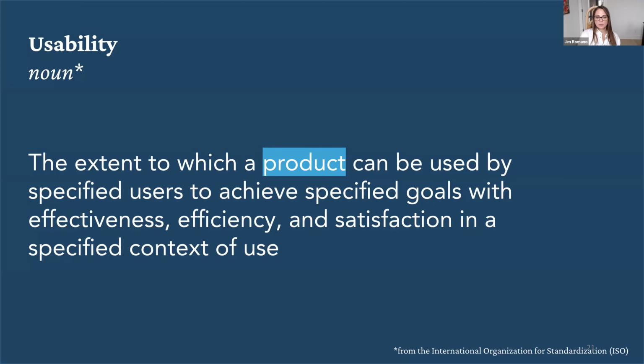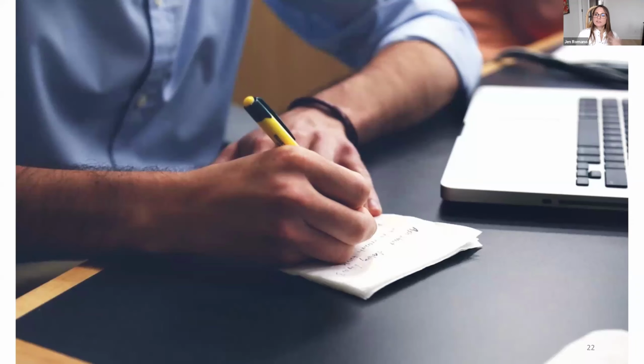In usability, we are working with a product. That often refers to a website, an app, in our work world, a survey, but a product can really be anything. When you think about conducting usability testing, really usability testing can be conducted on anything. It could be conducted on a pen.